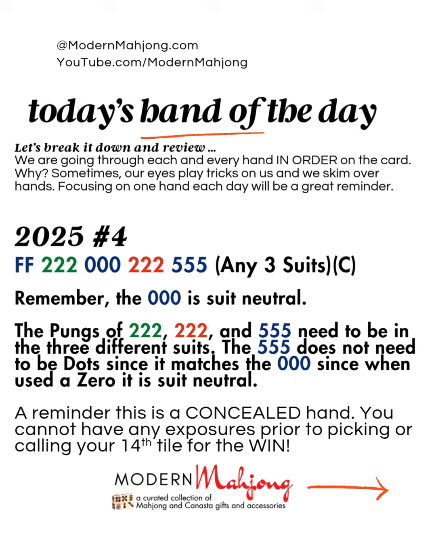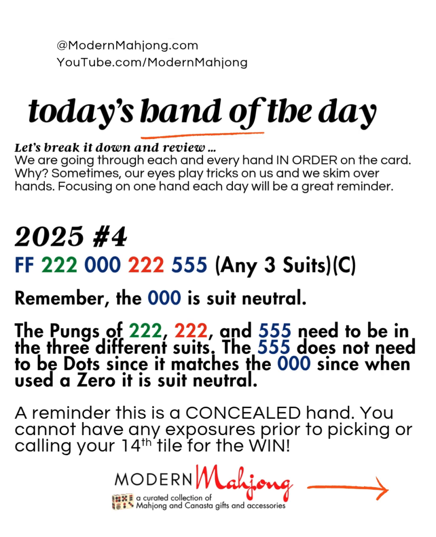So those 3 pungs, the 2s, the other 2s, and the 5s, are in 3 different colors. That is not dictating which suit you need to make, but just that you need to make them in 3 suits. And just because the 5s are in the same color as the 0 does not mean that the 5s need to be dot. That pung of white dragons used as 0 is suit neutral.